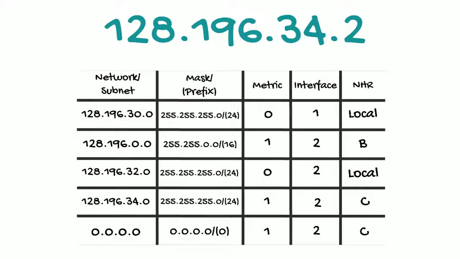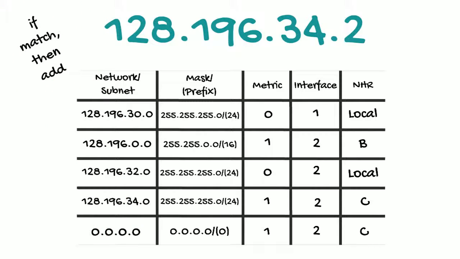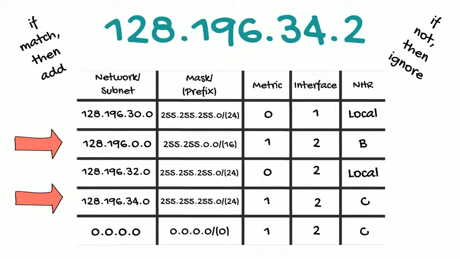The router will begin by masking the packet's destination IP address with the mask in each row, taking the result and comparing it with the network/subnet value in that row. If the result matches, the router will add the row to the list of matching rows for that packet. If the result does not match, the router will ignore the row. In this case, it looks like rows 2, 4, and of course row 5, the default row, match. If only the default row had matched, router A would have sent the information to router C. If only one other row had matched, router A would have sent the information to that network.